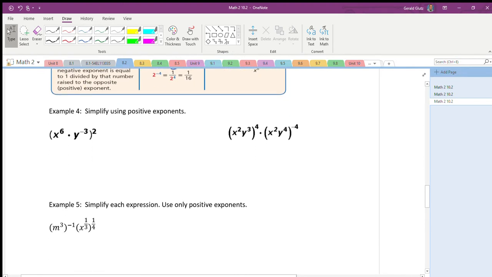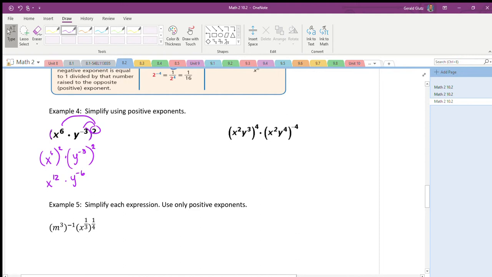So in example 4, first thing we're going to do, since we have an exponent on the outside of the parentheses, every term gets that exponent. There's only 2 terms, but every term gets that exponent. So x to the 6th will have an exponent of 2. Y to the negative 3 will have an exponent of 2. So notice we still have an exponent on the inside and on the outside, or anytime we have an exponent going to an exponent, even if there wasn't parentheses here, we have x to the 6th to the 2, we still have to multiply them. So x to the 12th times y to the negative 6th.